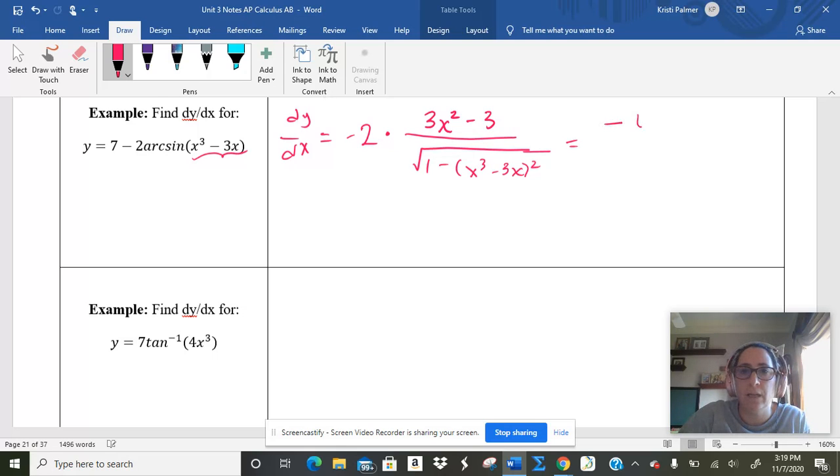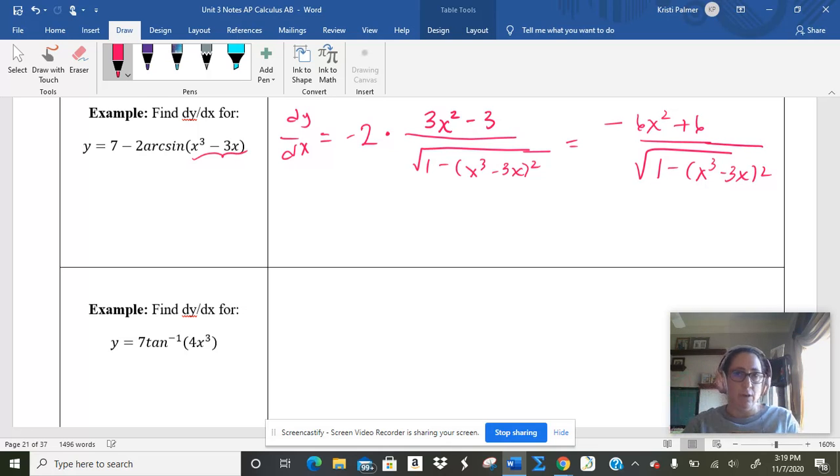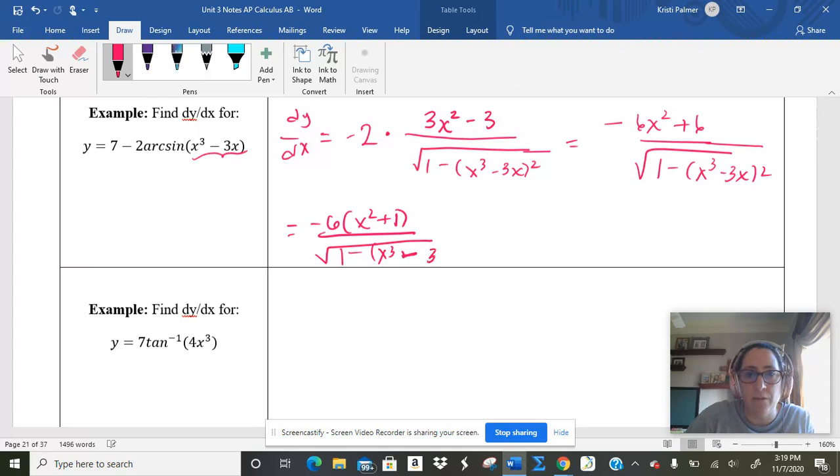So negative 6x squared plus 6 over radical, and I wouldn't square this out, I would just leave it. And then maybe flip-flop so you don't have your first term being a negative, or maybe you factored out a negative 6. Sure. Lots of ways to simplify and try to match on a multiple choice, but if it was a free response, then this would be great.